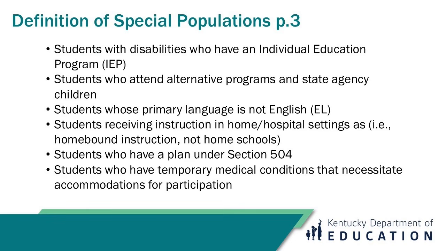Special populations defined in this regulation include students with disabilities who have an individual education program or IEP, students who attend alternative programs and state agency children, students whose primary language is not English or EL, students who receive home or hospital instruction, students who have a 504 plan, and students with temporary medical conditions who need accommodations for participation.